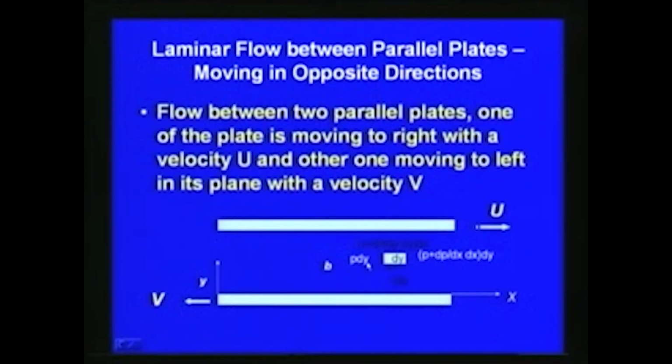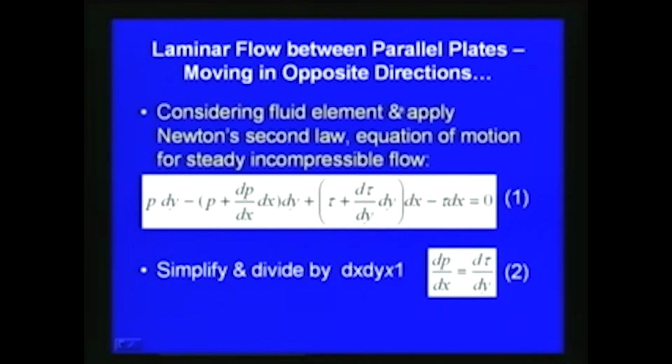Here also, as in the previous case, the forces are the pressure force on the left hand side, p dy, and on the other side p plus dp by dx into dx into dy, and then we have the shear stress. So, it is tau dx on the bottom and on the top of the fluid element it is tau plus d tau by dy into dx. So, the principle is essentially the same. We are considering the problem in a very similar way.